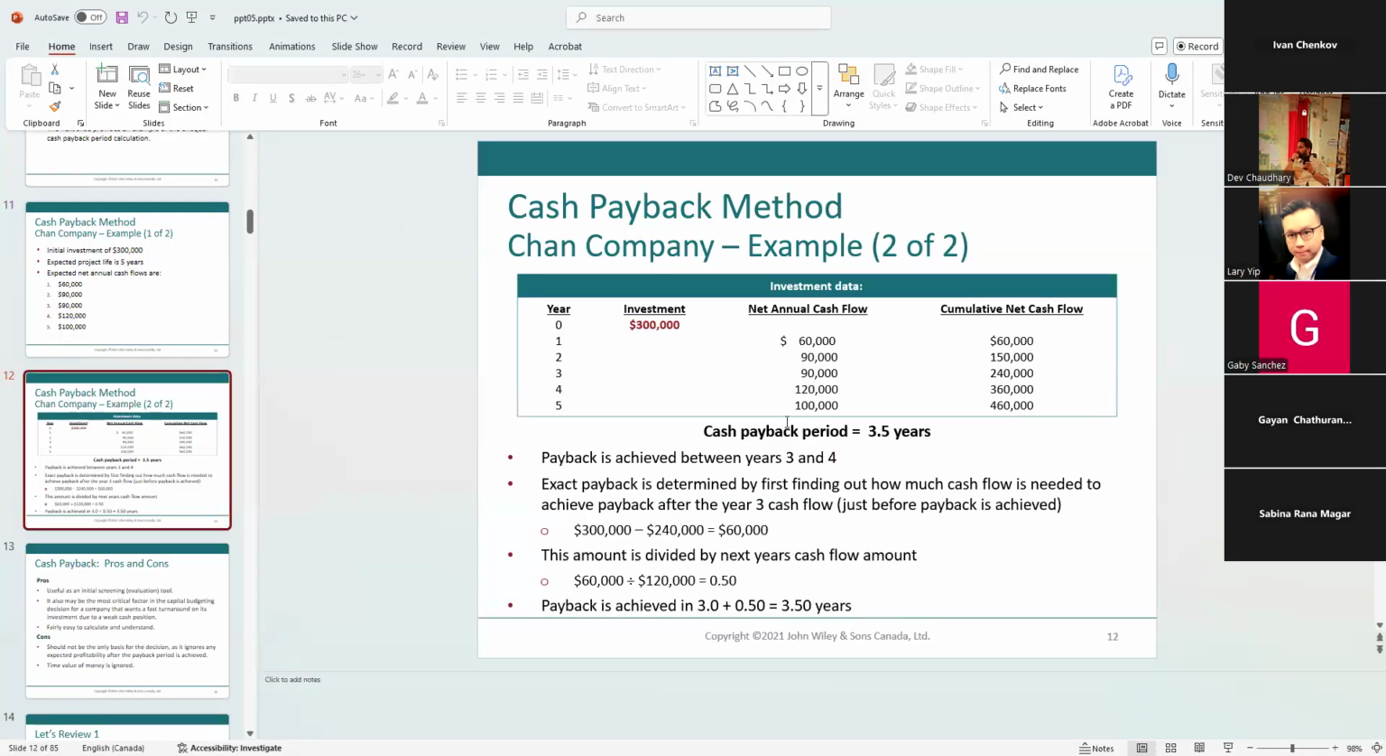Let's go back to slides now. On the slides, it's going to be exactly the same. They start accumulating the cash, I'm going the other opposite way, but anyway, the result will be the same. So you're going to have 3.5 years to recover your initial investment.